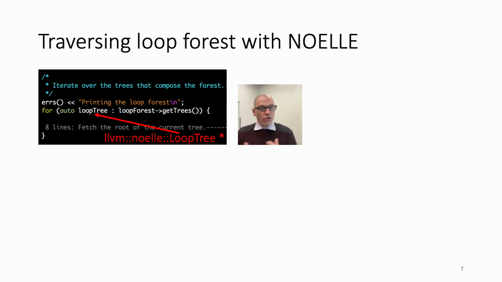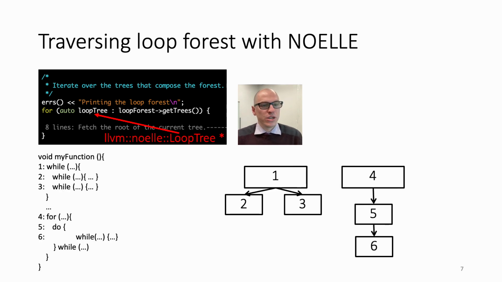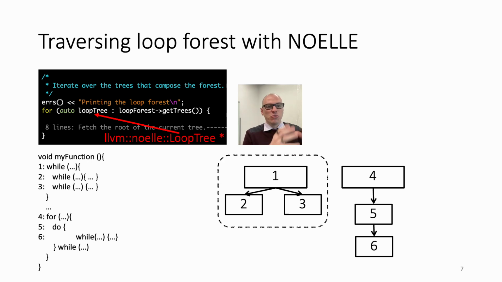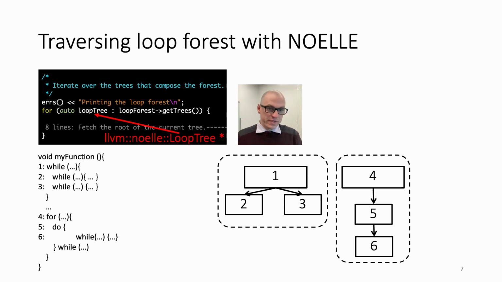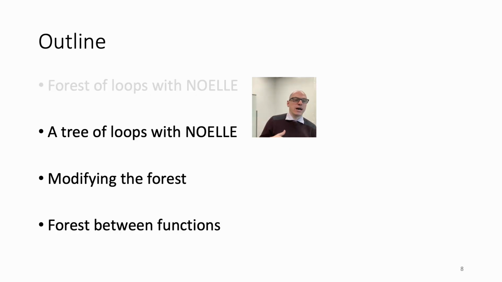Another example of a use of a forest is that you can ask the forest object to give me all the trees that compose the forest. So for example, in our previous example here, we have 6 loops, but they are organized in 2 different trees. Therefore, the API getTrees of the forest object will return a container of 2 objects. So 2 instances of the class LoopTree, one that represents the tree 1 to 3 and one that represents the tree 4, 5, 6.